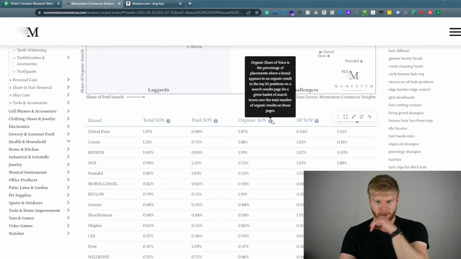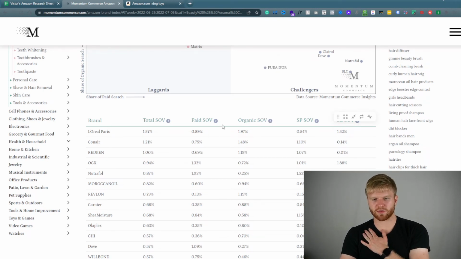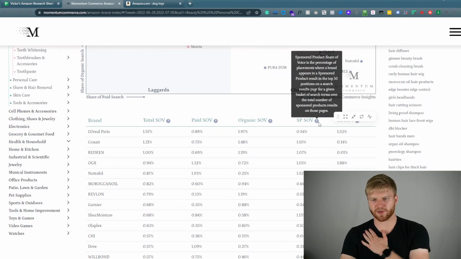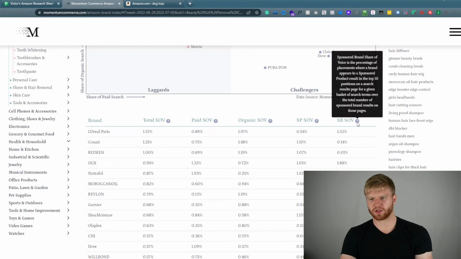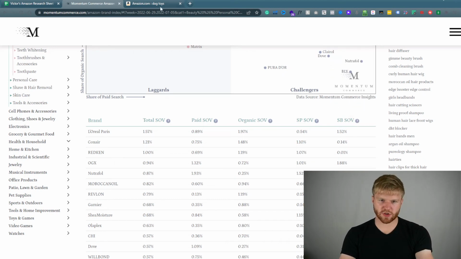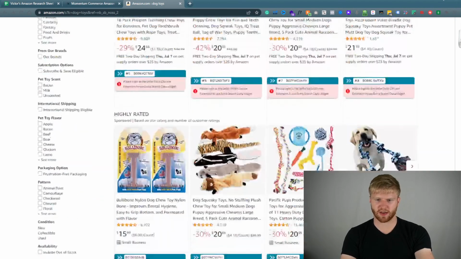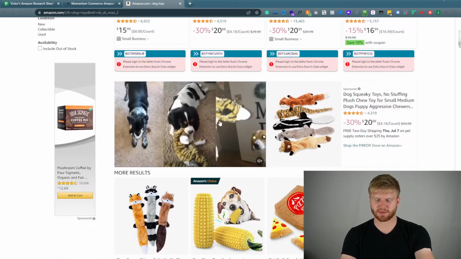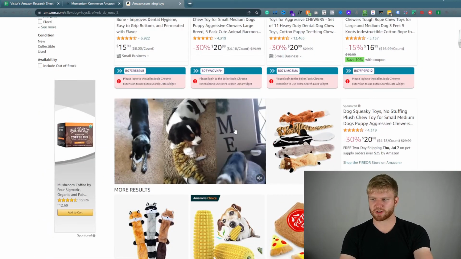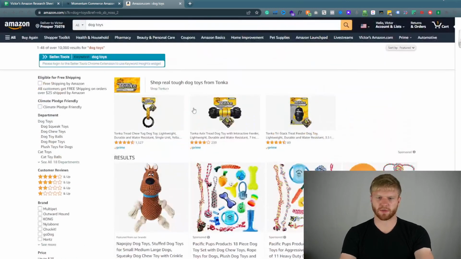And from there, you can get the total organic share of voice, and also the sponsored product share of voice, and also the sponsored brand video share of voice. And the difference is, this is a sponsored product. As you can see, it looks kind of like an organic product placement. And this is a sponsored brand placement, sponsored brand video, and this is also a sponsored brand placement right here at the very top.